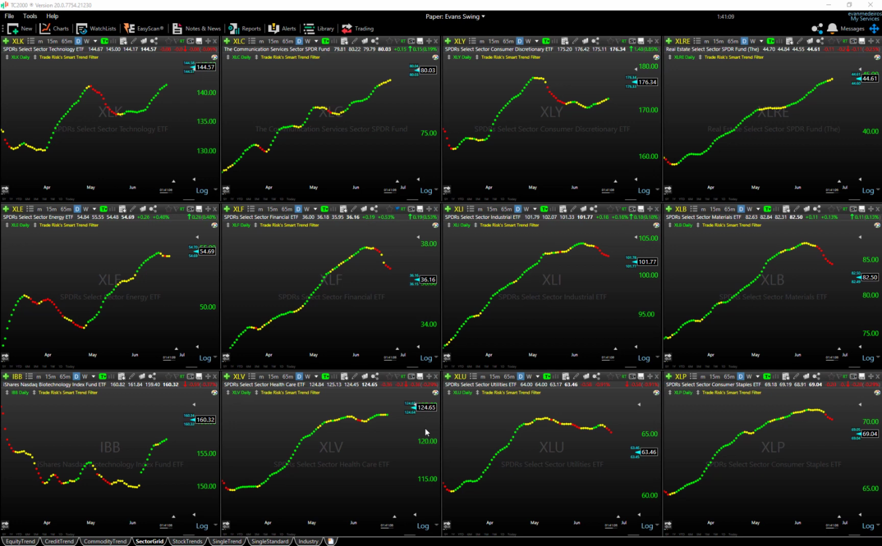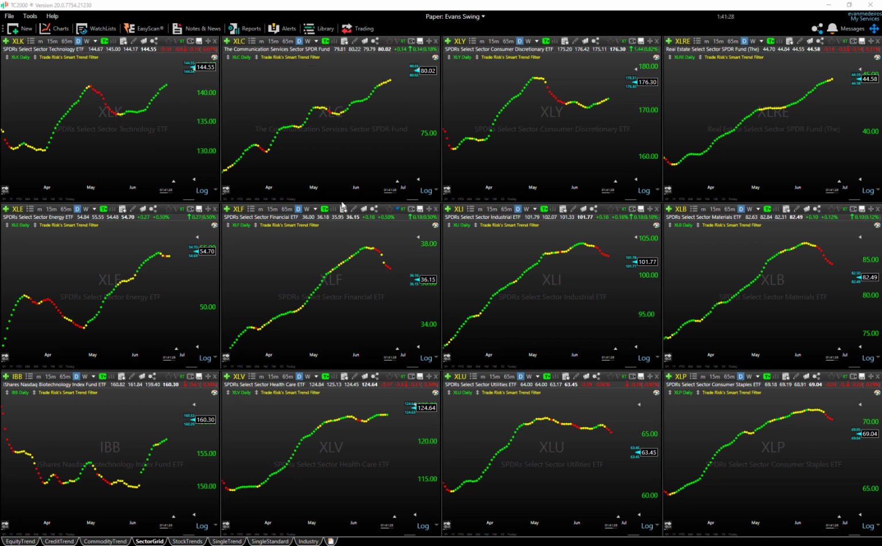Now, I thought I'd kick things off here with a chart I haven't shown in recent memory, or not that I can remember anyway, of our sector grid overlaid with the smart trend filter indicator that we've developed. So let's just take a quick look at this here.